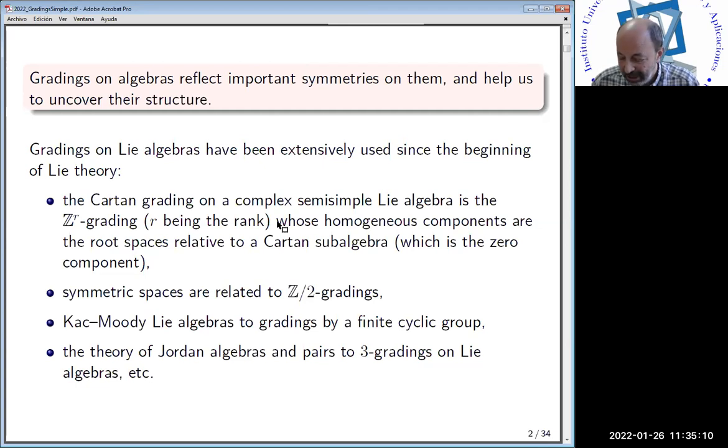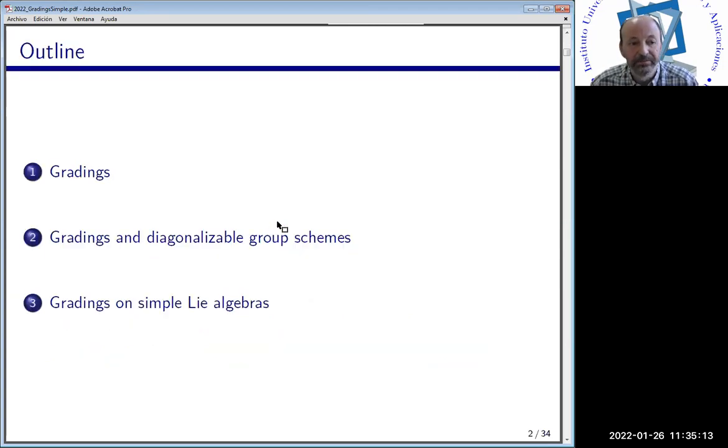But systematic study of gradings, well, first, this is the outline. I will give you basic definitions of gradings. Then I will connect gradings with diagonalizable group schemes. And then I will review a little bit what we know about gradings on simple algebras. The results in general are very technical, and I will skip technicalities, just give the ideas which, on the other hand, are quite natural. So this is the outline.